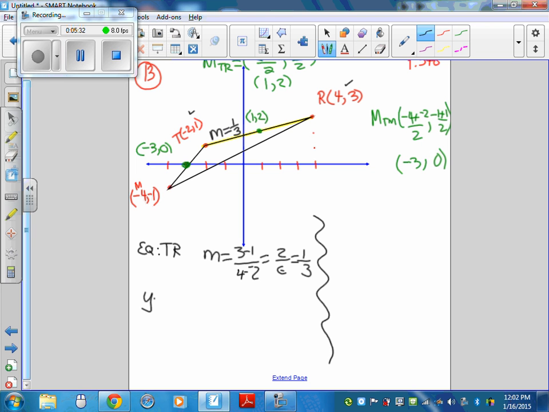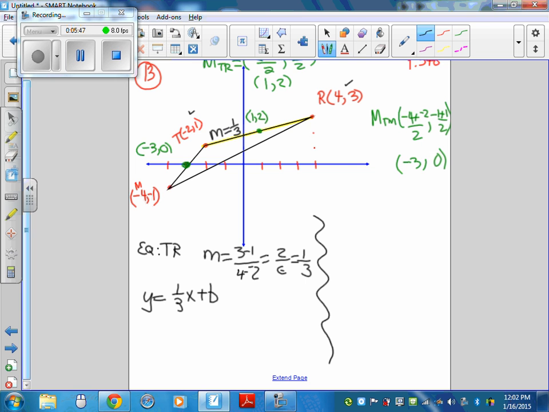Did you guys like the y equals mx plus b way? It was easy? Okay, so let's stick with that. Y equals 1/3 x plus b. So pick a point. Which point? I need to use a point. Does it matter which point?